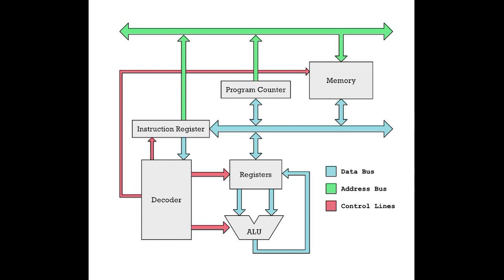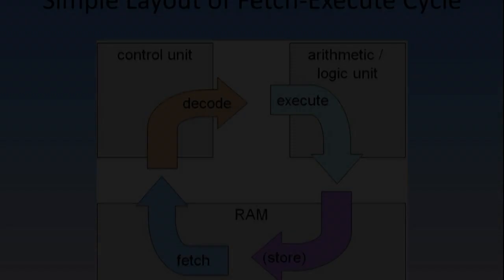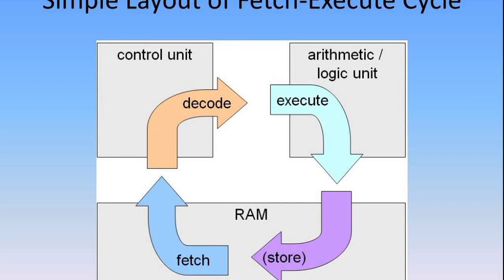This cycle repeats continuously while the CPU is running, processing one instruction at a time. Advanced CPUs use techniques like pipelining to overlap these steps for multiple instructions, improving efficiency.